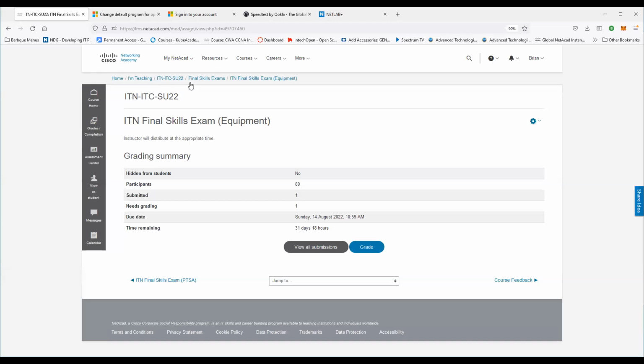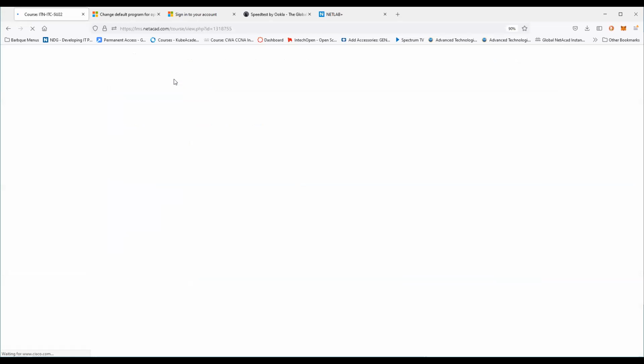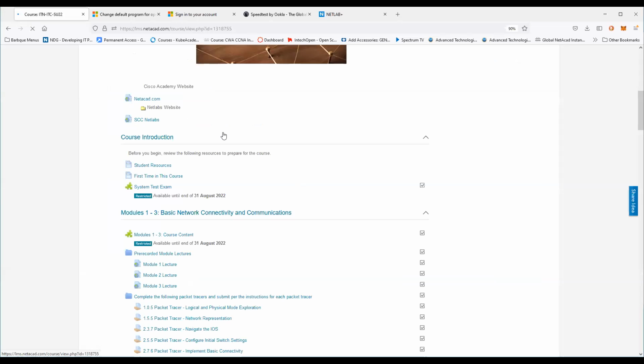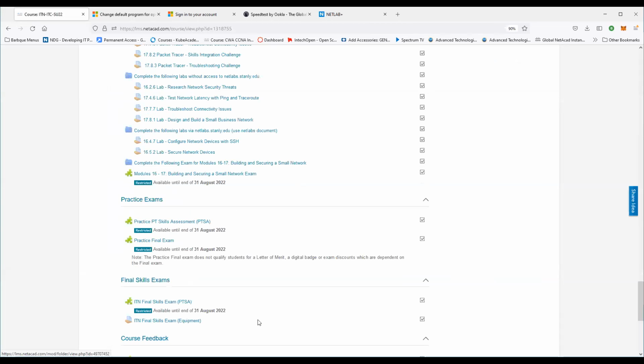Now, going back to the course for Cisco academies that don't have real gear. If you don't have real gear, then the PTSA, the Packet Tracer Skills Assessment, is really good to use. You can still use it.